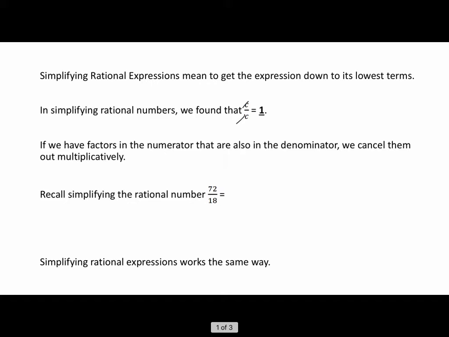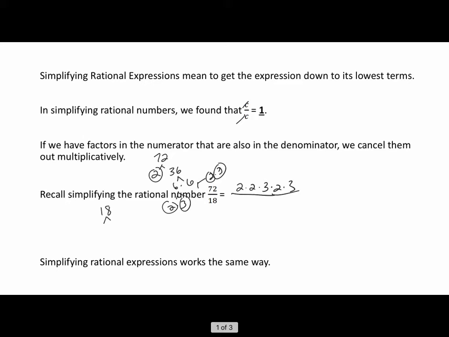So recall simplifying a rational number such as 72 over 18. We would completely factor the numbers. So any two factors of 72, that's 2 times 36. 36 is 6 times 6. And 6 is 2 times 3. So we're going to have 2 times 2 times 3 times 2 times 3. And the order of the factors doesn't matter because remember multiplication is commutative.